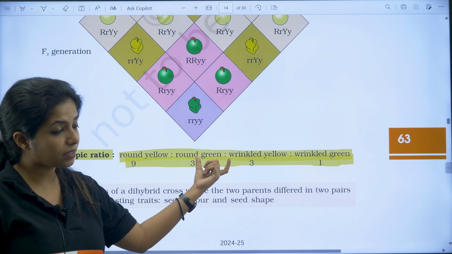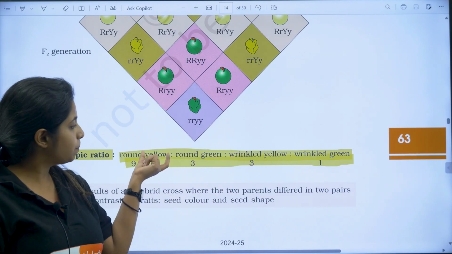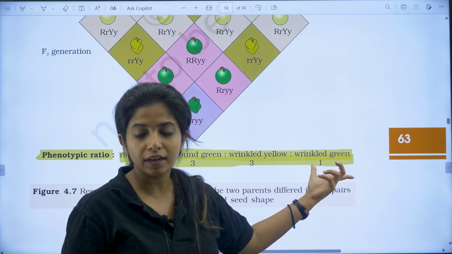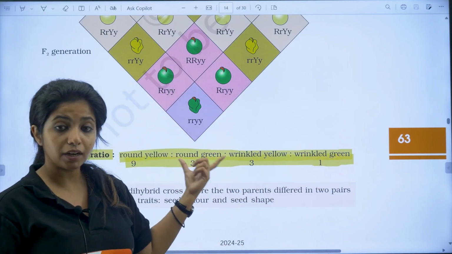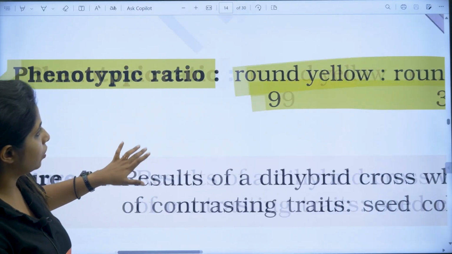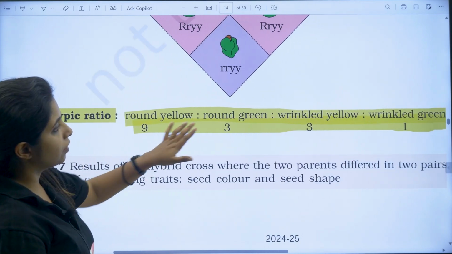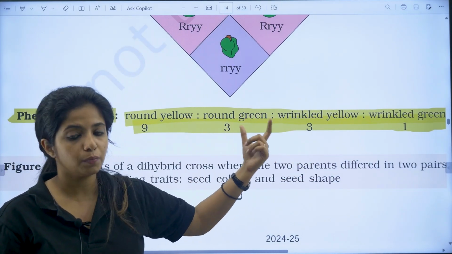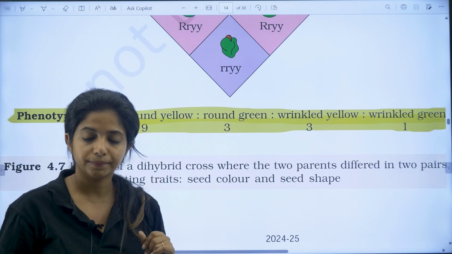So this is the recombinant, this is the different type of thing that you are seeing. In the parents, they were round and yellow, and wrinkled and green. So this is a new character that you are seeing over here, that is round and green and wrinkled and yellow. So this thing you should know, the numbers you should know really well.